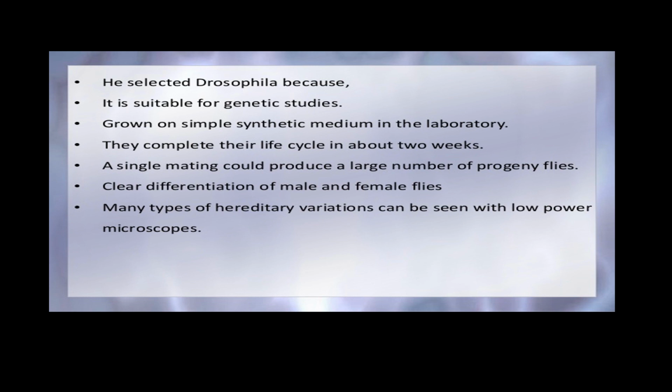They also have many hereditary variations like long wings, short wings, red eye, white eye, bobbed bristles, non-bobbed. Several hereditary variations can be clearly studied by using this fruit fly. The other thing is that it also has a small number of chromosomes. These are the favorable conditions which made the scientists select Drosophila as an experimental model.